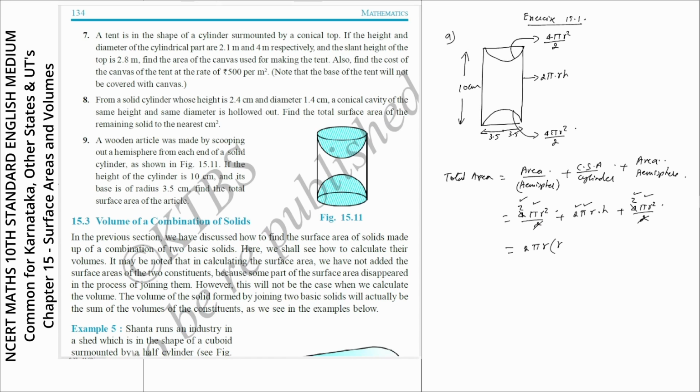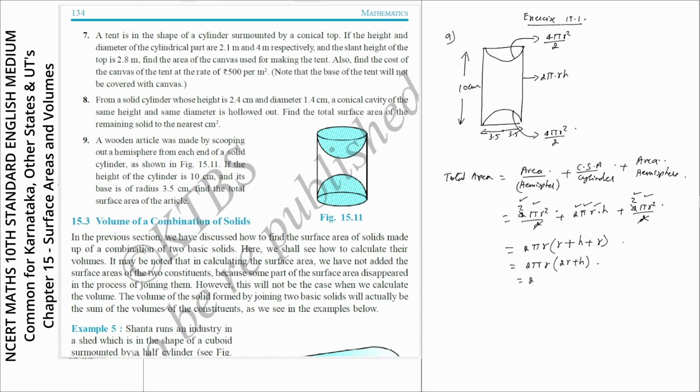One r is common in the first term, and one r is left. In the second term, I have taken r common, and h is left. In this last term, another r is left. Now this is equal to 2 pi r times (r plus r is 2r) plus h.